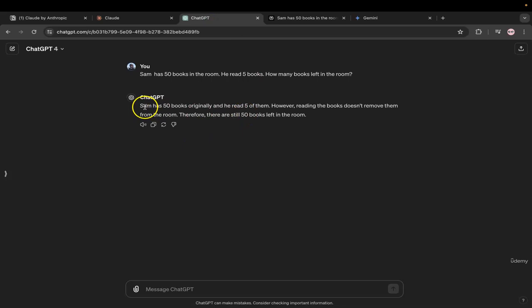But as I expected, GPT was able to figure out the tricky part in the question. It said, however, reading the books doesn't remove them from the room. Therefore, there are still 50 books left in the room. So GPT outperformed Claude and other models in this specific scenario of critical reasoning when I threw in a deliberate, intentional, tricky math word problem.